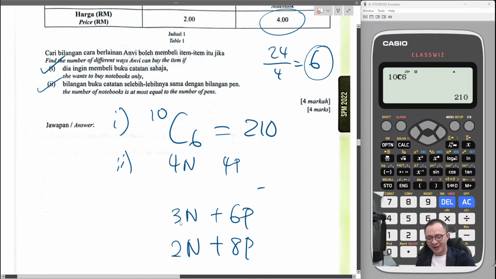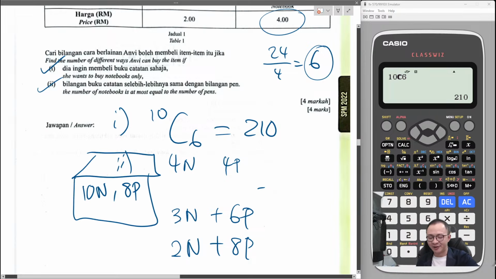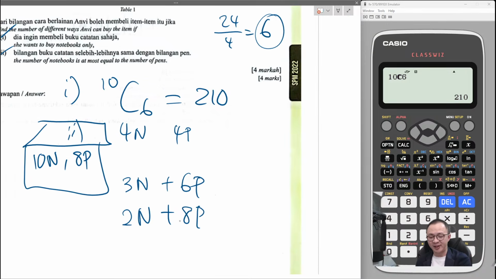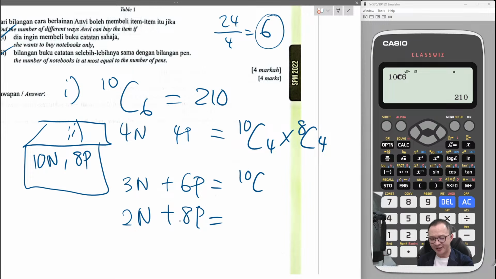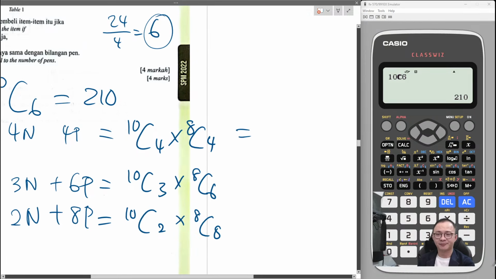So here I have 10 notebooks and 8 pens in the store. So this is what the stock has, and this is all the possibilities. So we need to do one by one. 10C4 multiply 8C4. This is 10C3 multiply 8C6. This is 10C2 multiply 8C8. Then we will plus all of them.